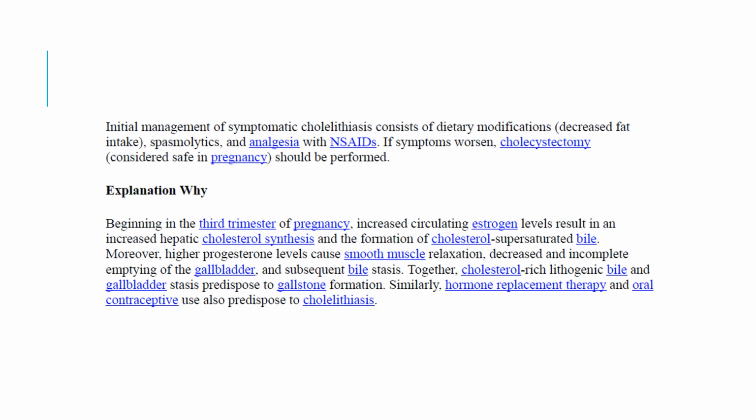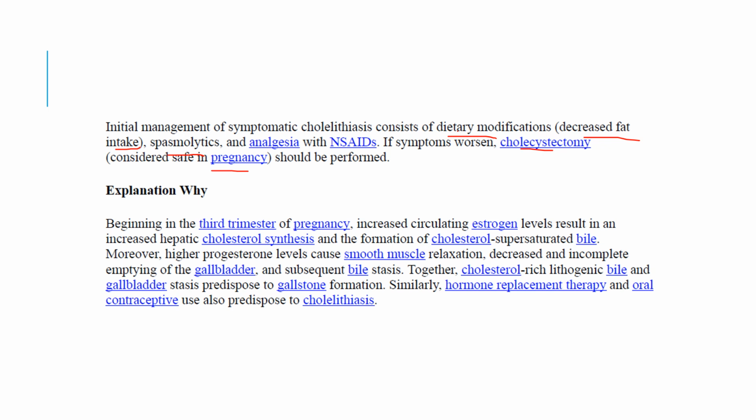Management of symptomatic cholelithiasis consists of dietary modifications, which includes decreased fat intake. You can give spasmolytics for symptomatic management and analgesia with NSAIDs. If symptoms worsen, cholecystectomy. And it is also considered safe in pregnancy. So this is about cholelithiasis in pregnancy.